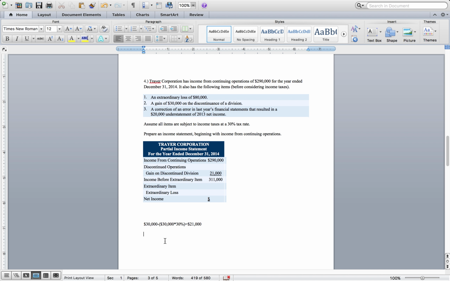Now remember, to get your extraordinary loss, it says your extraordinary loss of 80,000. So again, start with the 80,000, as we did earlier. Now subtract 80,000 multiplied by the 30%. When we do that, that'll be 56,000. Now remember, this is a loss, 56,000. So we're not going to be adding to the 311. You subtract from 311. That'll give me 311,000 minus 56,000. That'll be $255,000.